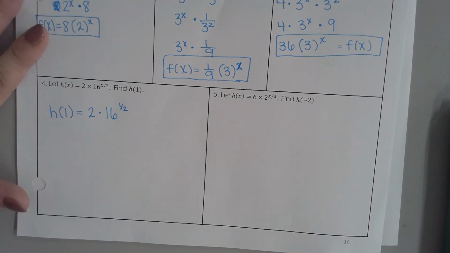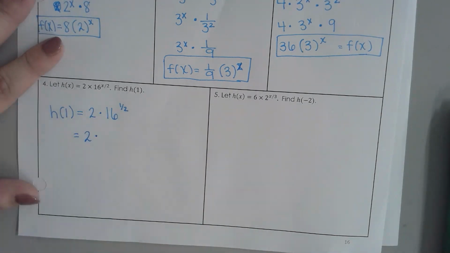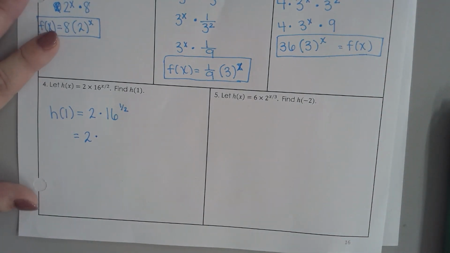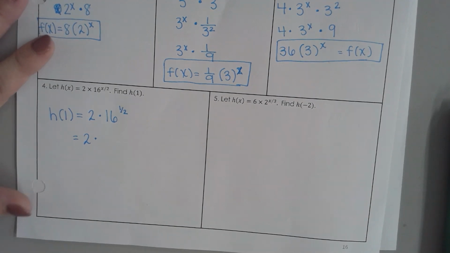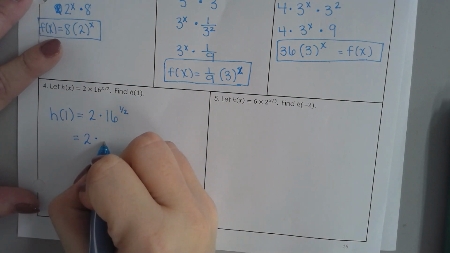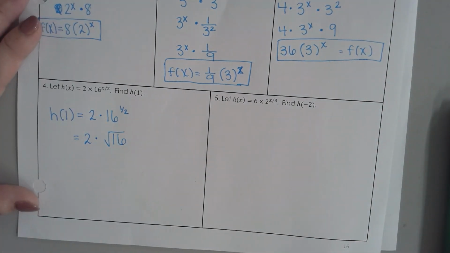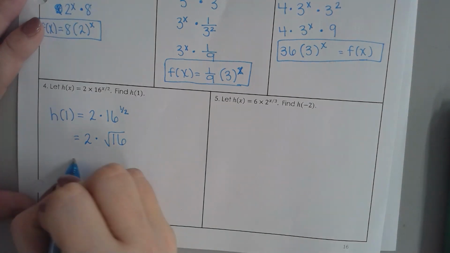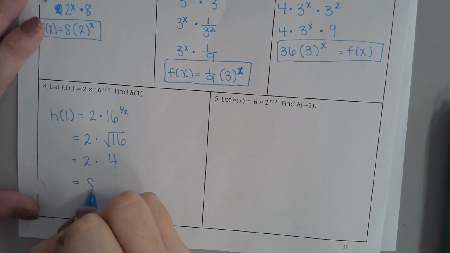What does 16 to the 1/2 mean? How did you get 4? When you have a 1/2 power, that means the square root. A 1/3 power is the cubed root. Okay, so this would be the square root of 16. Which is 2 times 4, which is 8.